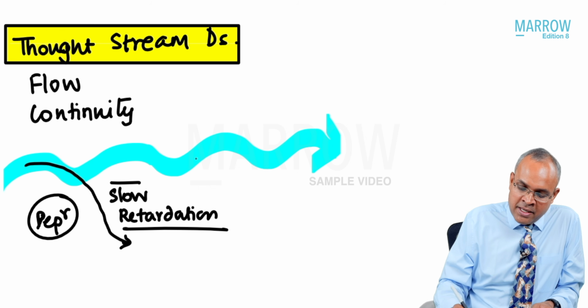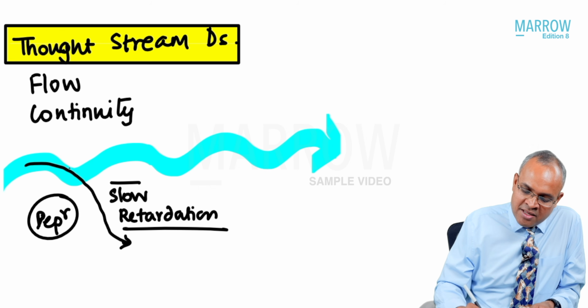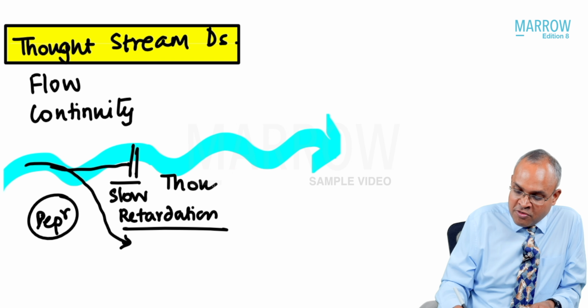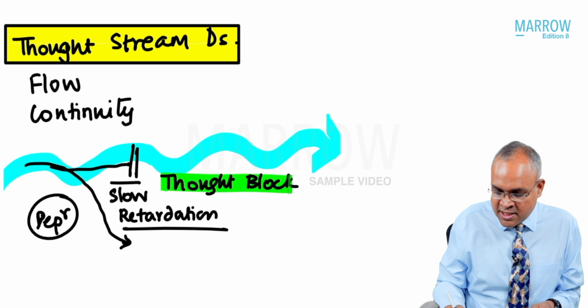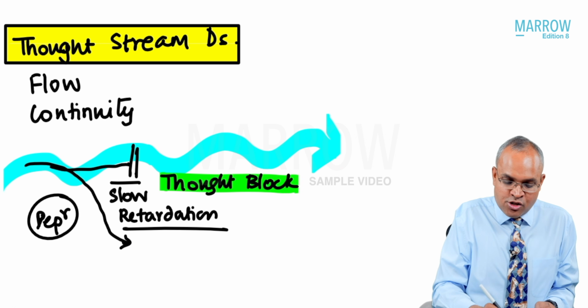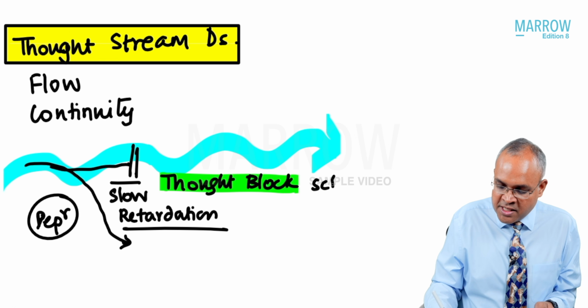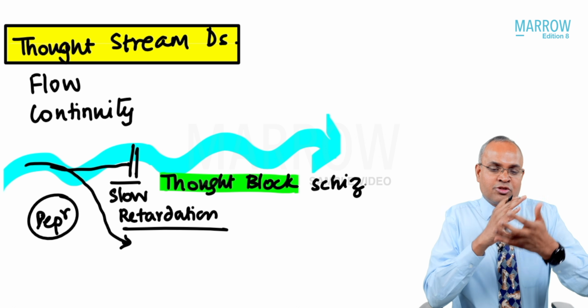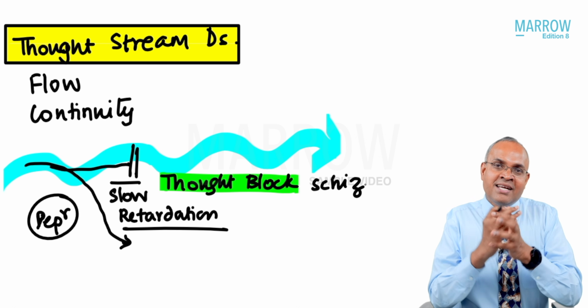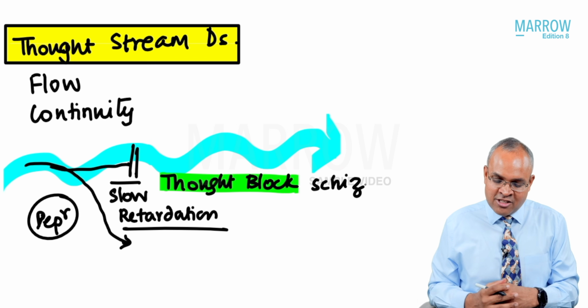Another thing which can happen is, in some patients, as the stream is going like this, suddenly there is a complete thought block. Who are the patients who can have thought block? Thought block is typically seen in patients with schizophrenia. Suddenly they feel that the stream of thoughts is blocked and nothing else is coming.